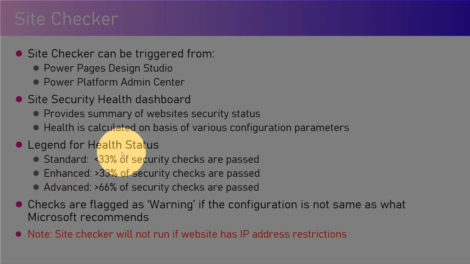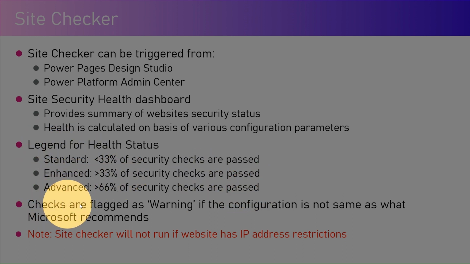Now, how to read the report? The legend for health status is like this: if you see Standard, that means less than 33% of security checks are passed. Enhanced means greater than 33% of security checks are passed. And if it's Advanced, then it's greater than 66% of security checks are passed. So I'm going to show this report shortly.